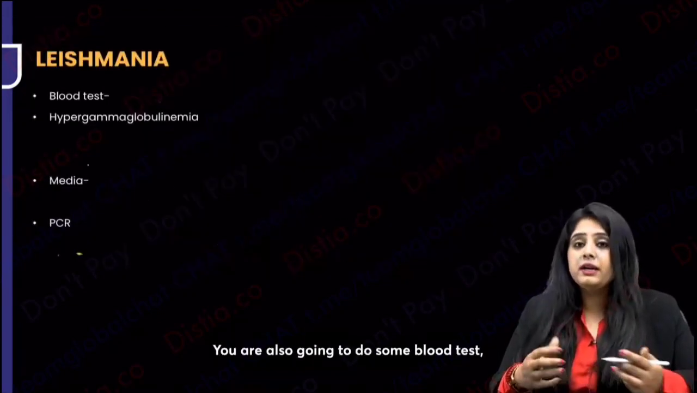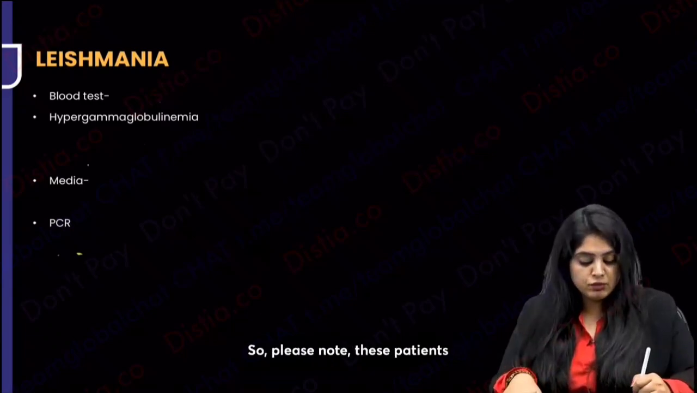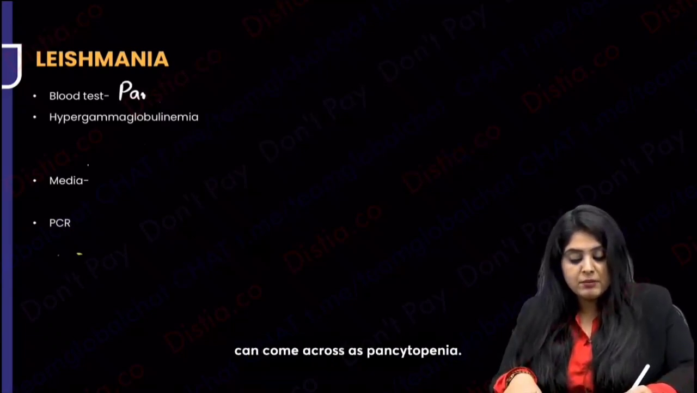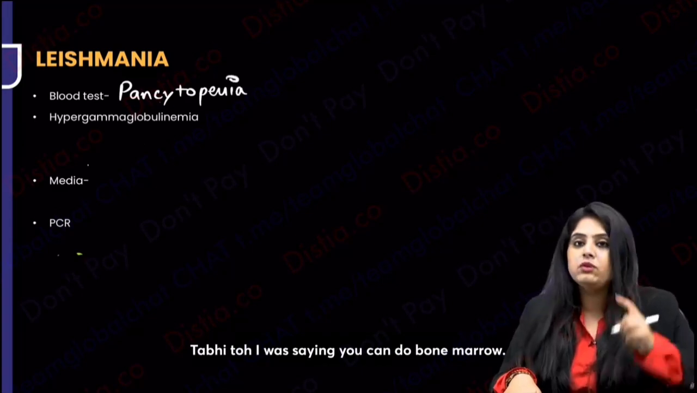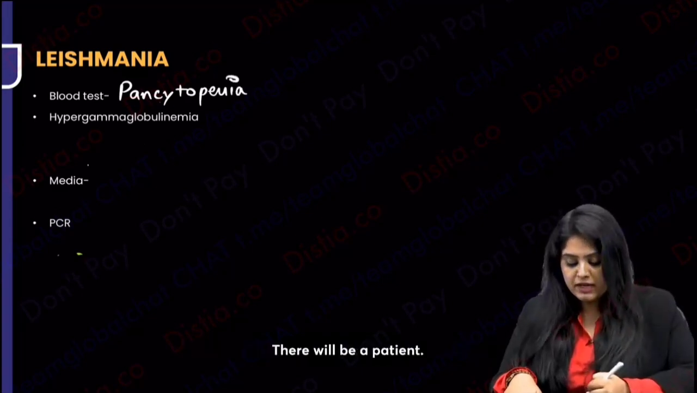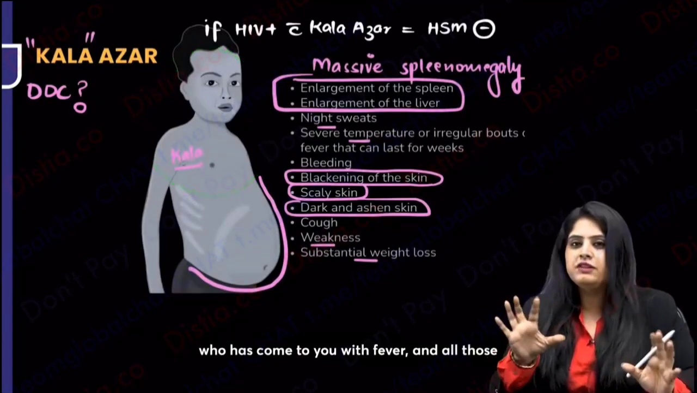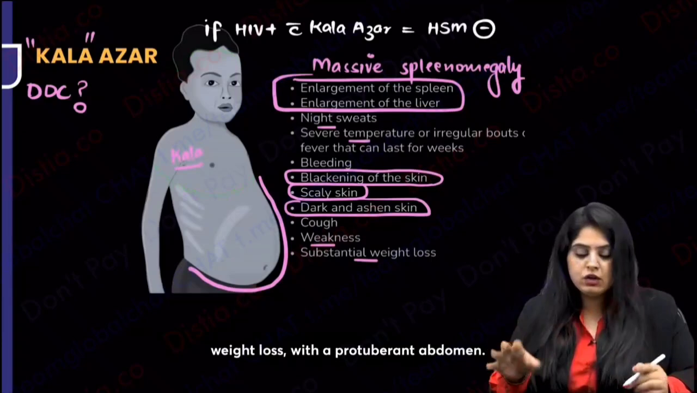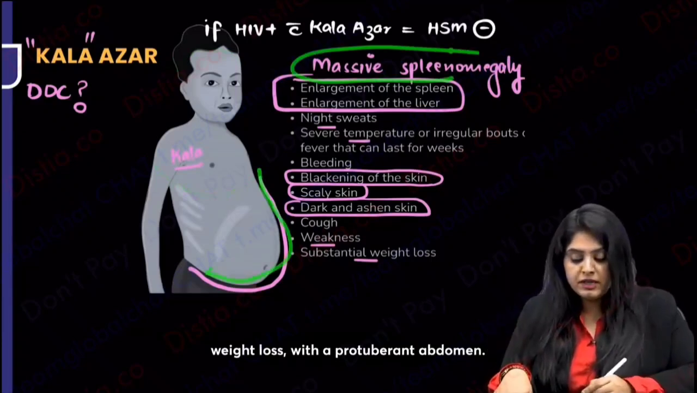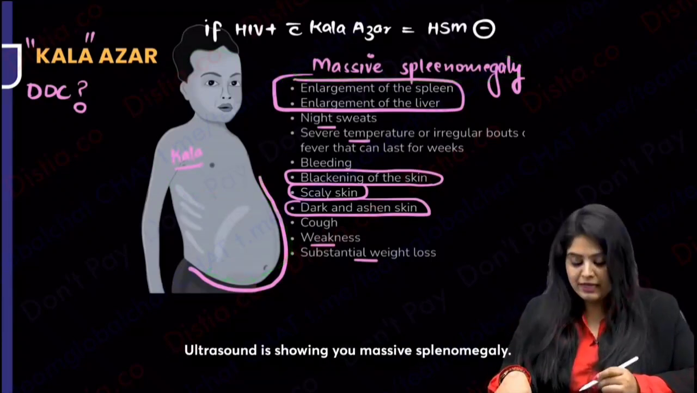You're also going to do some blood tests, some miscellaneous tests. So please note, these patients can present with pancytopenia. That is why I was saying you can do bone marrow. Now correlate. There will be a patient, I'll tell you an entire history. There will be a patient who has come to you with dark skin, with fever and all those fever symptoms, night sweats, weight loss, with a protuberant abdomen. Ultrasound is showing you massive splenomegaly.